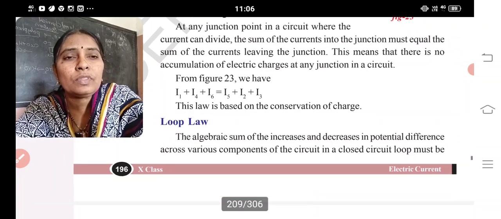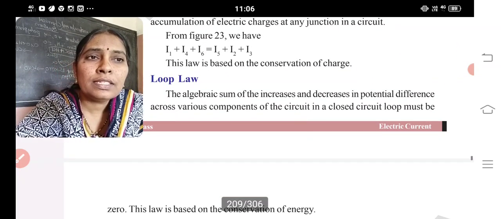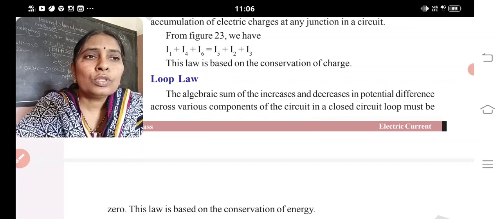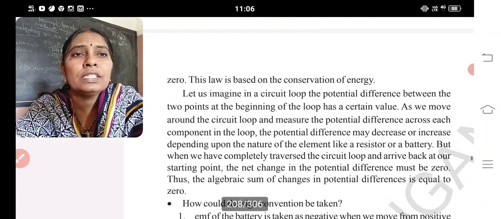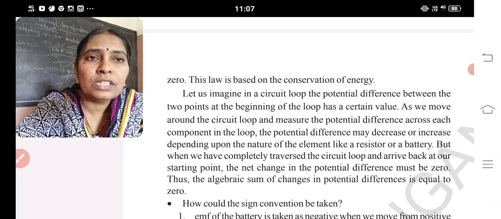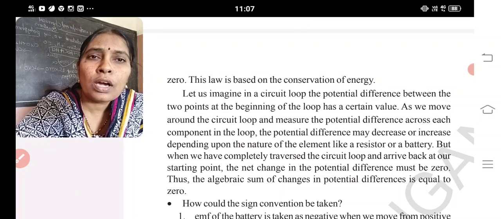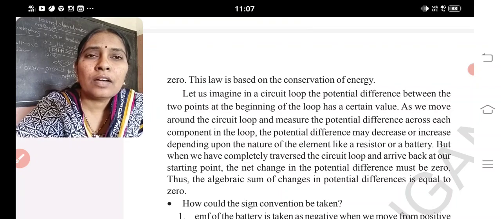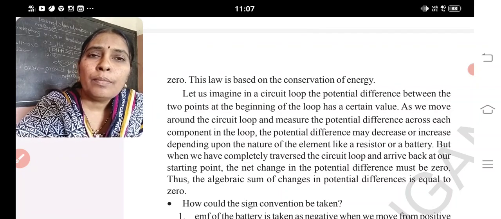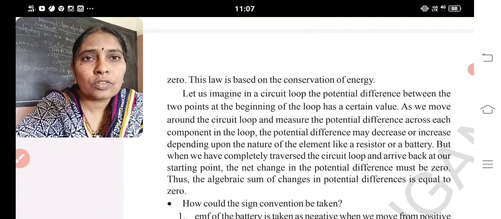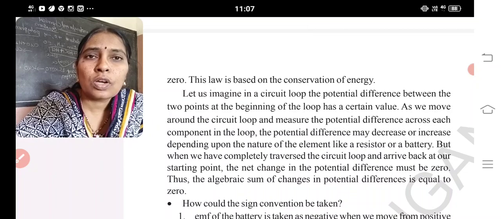Loop law. The algebraic sum of increase and decrease in potential difference across the components of the circuit in a closed loop must be 0. This law is based on conservation of energy. What is the law of conservation of energy? Matter is neither increased nor decreased, but it changes from one form to the other form. Such law is known as the law of conservation of mass. In this, matter is neither created nor destroyed, but changes from one form to the other form. So it is said to be the law of conservation of mass.